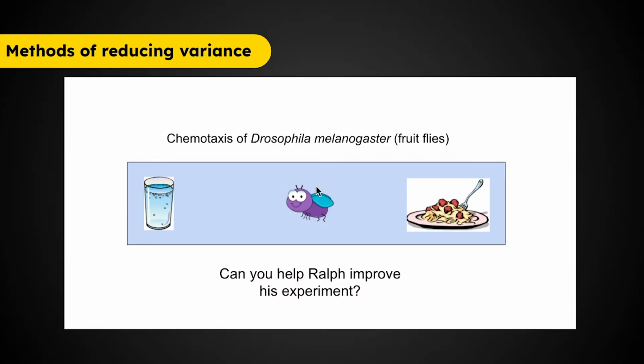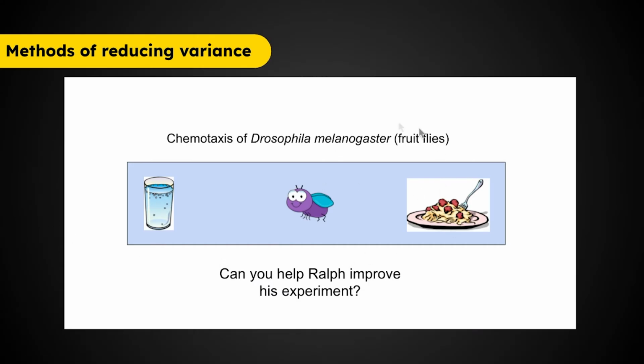Ralph has an experiment. He wants to test the chemotaxis of Drosophila melanogaster. And so he puts one fly in this choice chamber here. On one end, he's going to put water, and on the other end, he's going to put spaghetti. He does this experiment one time. Now, this is obviously a terrible experiment. We need to help Ralph.